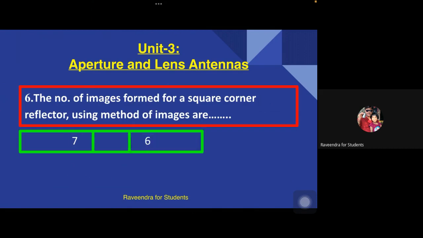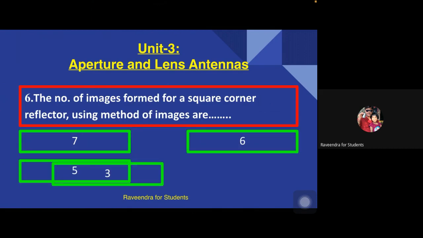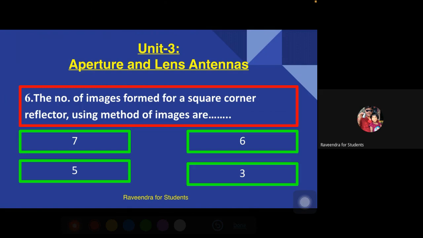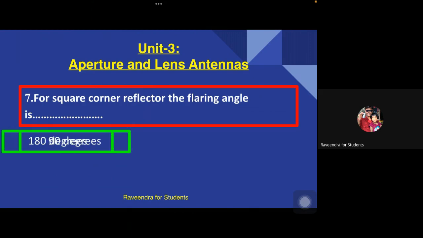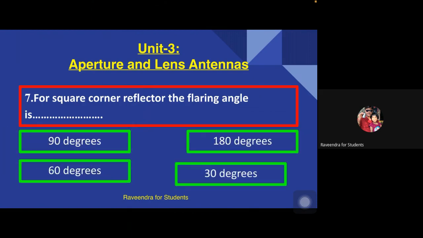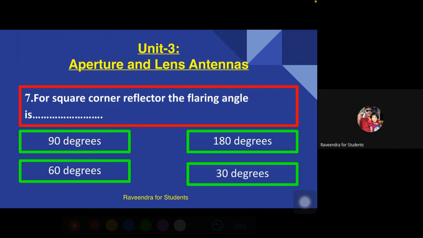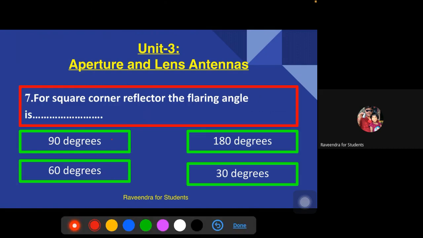Then coming to the sixth one, the number of images formed for square corner reflector using method of images. Yes, square corner reflector, you know very well, there will be 3 images in addition to the primary element. So 3 is the answer. Then coming to the seventh one, for square corner reflector, the flaring angle should be 90 degrees. So 90 degrees is the opening angle or flaring angle in square corner reflector.